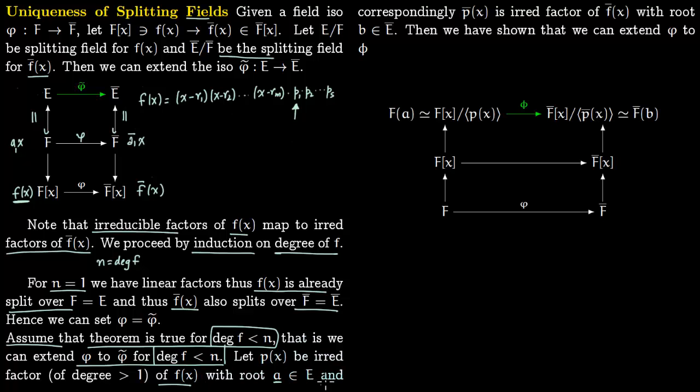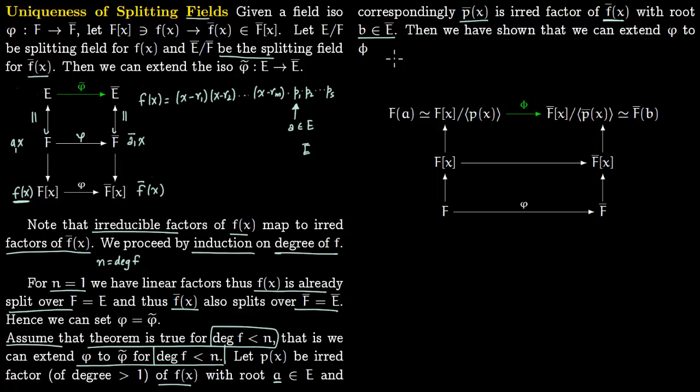So correspondingly, you have another irreducible factor, which is p bar of x, which will be an irreducible factor of f bar of x, and will have root b in e bar. So obviously this will have a root a in the splitting field of the polynomial, because in this field e, this f will have all its roots. So this irreducible polynomial also will have a root in e. So correspondingly, f bar will also have all its roots in e bar. That's pretty much it. Nothing new we have said, just using the definitions.